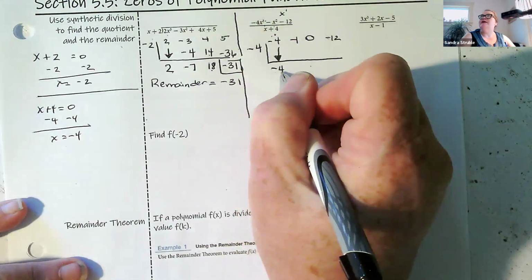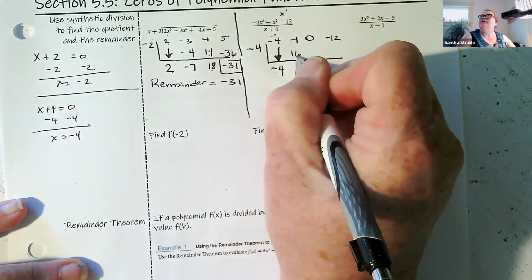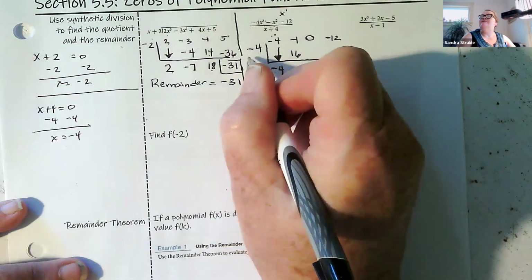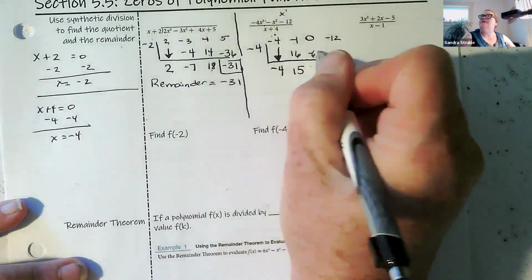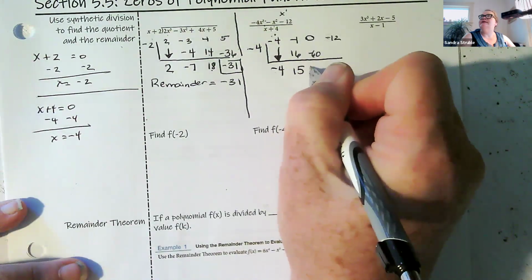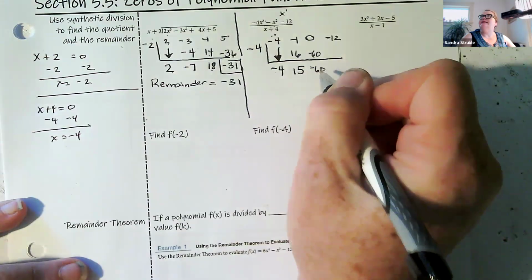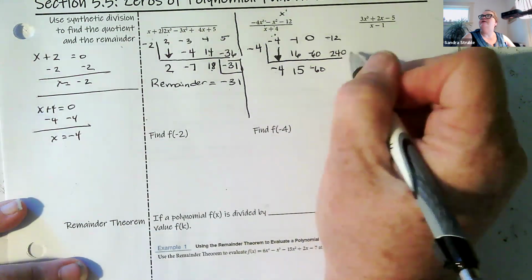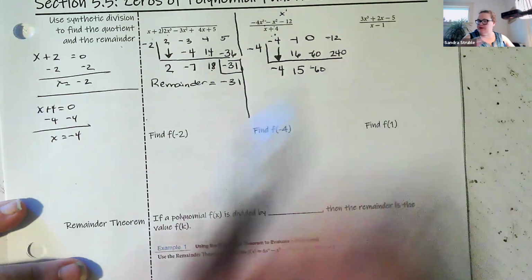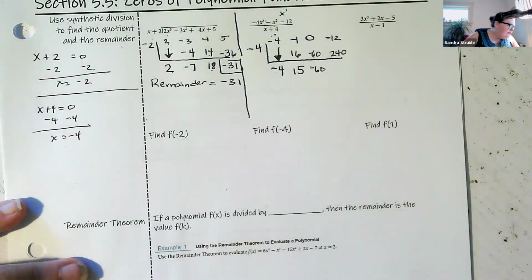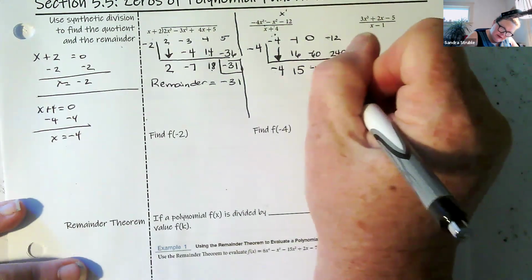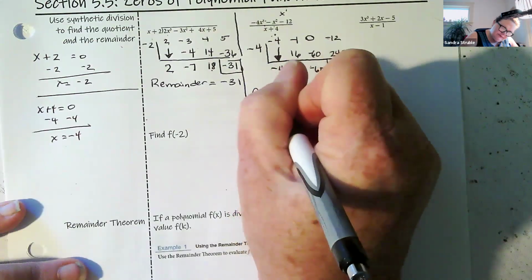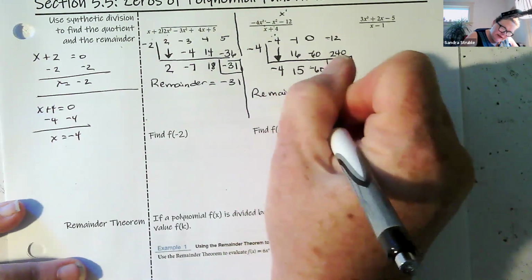Now, -4 times -4 is +16. -1 plus 16 is 15. Times -4 is -60. And then 0 and -60 is -60. Then -60 times -4 is 240. And then 240 minus 12, I just don't want to mess this up for y'all. I think I've got it, 228. So my remainder is 228.